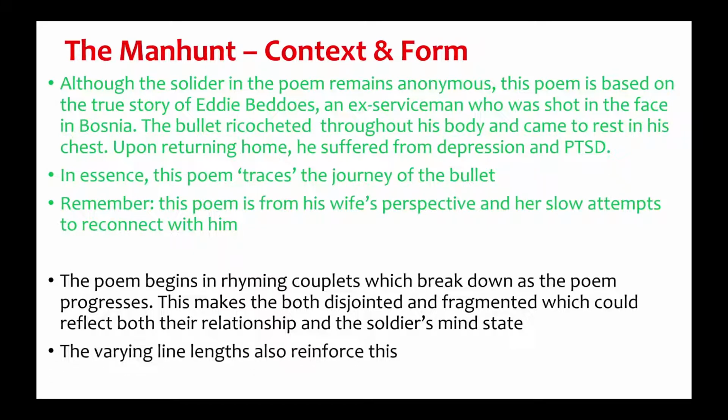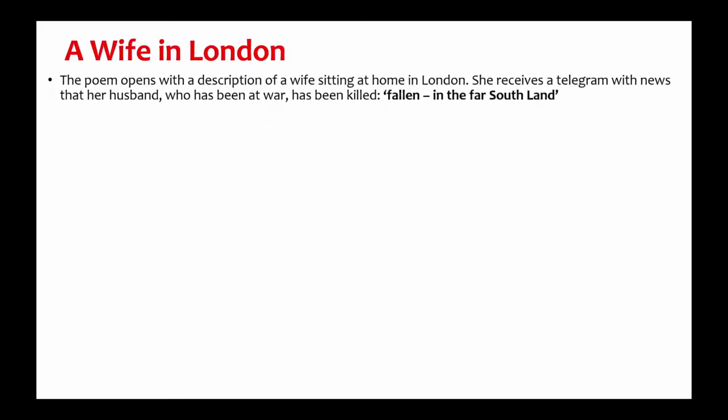And very visually, you will look at the poem and see that it has very varying line lengths that also reinforces this idea of fragmentation and brokenness. Now, moving finally on to A Wife in London. Now, this poem is in two parts, and this is really key to the poem.